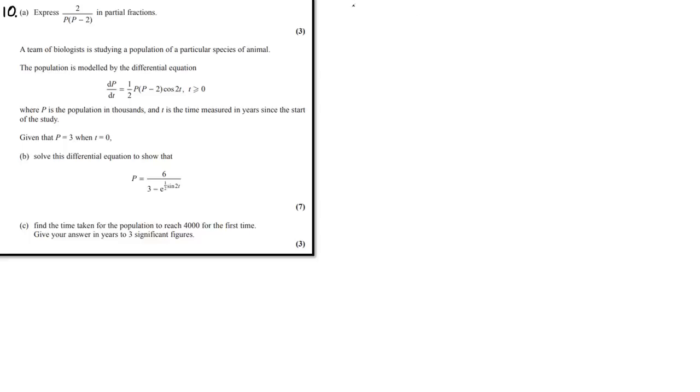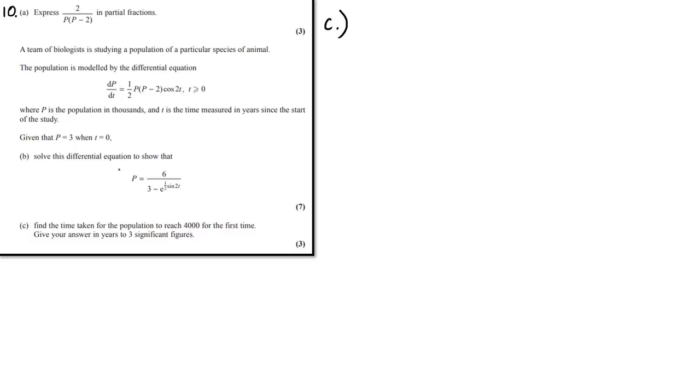Okay, so for part C, we can attempt part C because we only need this answer here in part B. And seeing as they've given it to us, even if you couldn't do part B, you can still use this, okay? Now, the thing we've got to be very, very careful of here is we're looking for the time taken for the population to reach 4,000 for the first time.